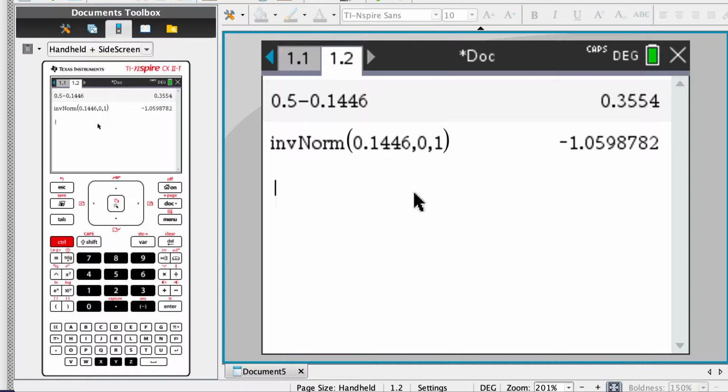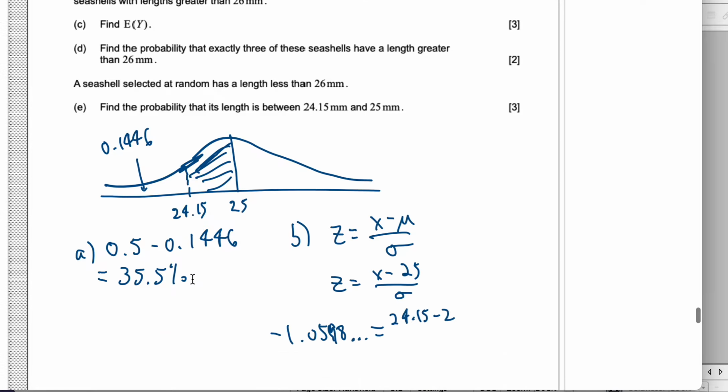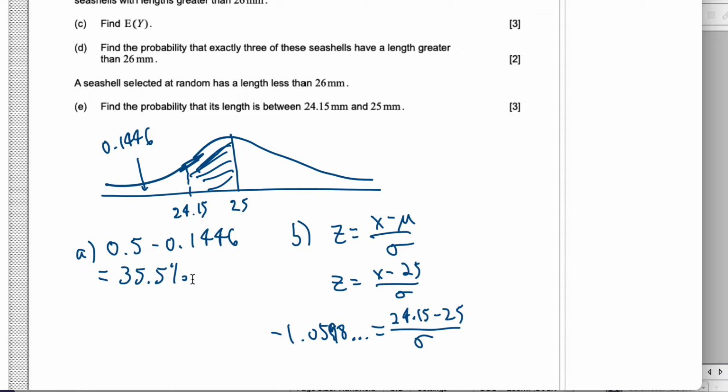So the mean being 0 and the standard deviation being 1 corresponds to the z. Okay, so we have the z-score to be negative 1.0598 and so on. I'll say negative 1.0598 approximately, and we'll use the exact value later. And x was corresponding to 24.15. And we should just have something that looks like this.